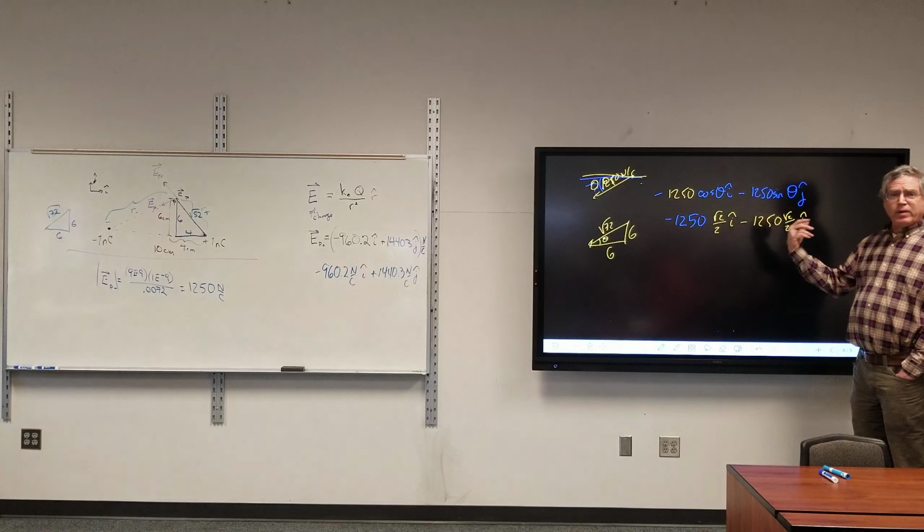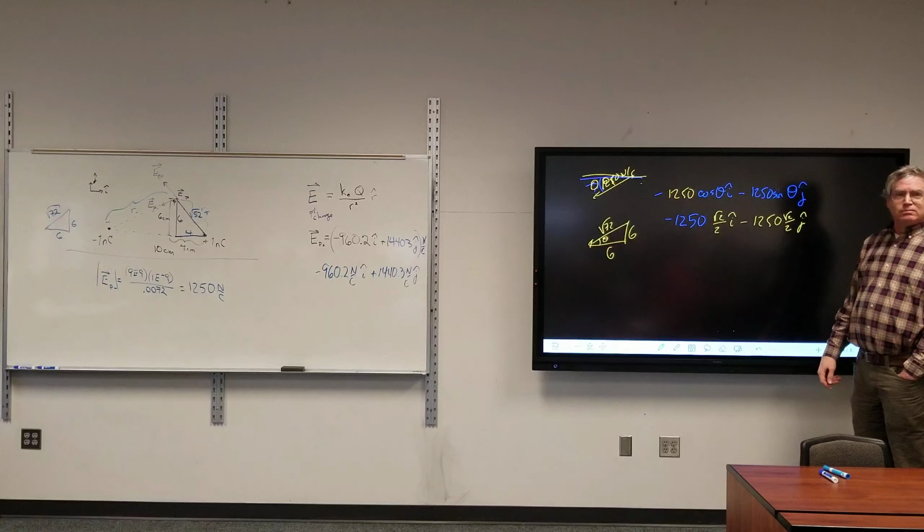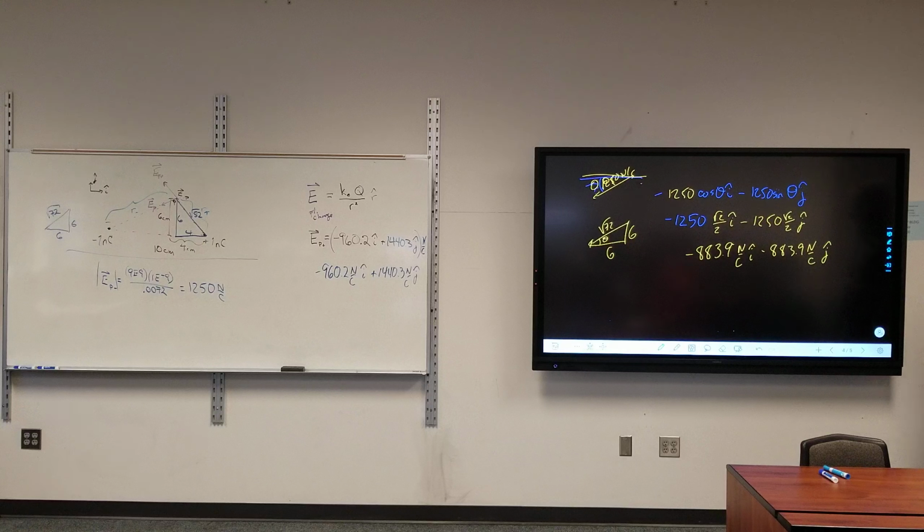So we just do one of them, I'll do the other one. Negative 888 or negative 883.88 newtons per coulomb. And the second one, I'm going to say somewhere around negative 884, maybe just a little bit less than that. Is that right? Sure is. These are what you do in your head.